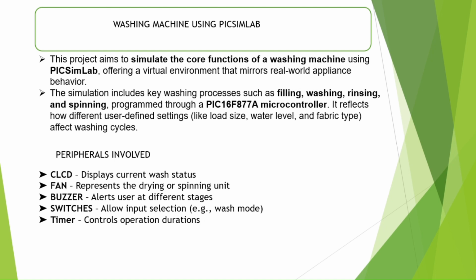Here I explain how we are using the Picsimlab for our washing machine project. Our main goal for this project is to simulate the basic things a washing machine does, but in a virtual world using PICSimLab. This means we are creating a computer version that acts just like a real washing machine. This computer simulation will show us all the important steps a washing machine takes, like filling with water, washing clothes, rinsing them, and finally spinning them dry.